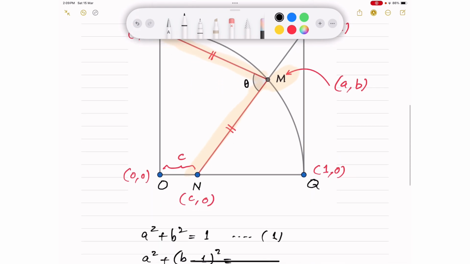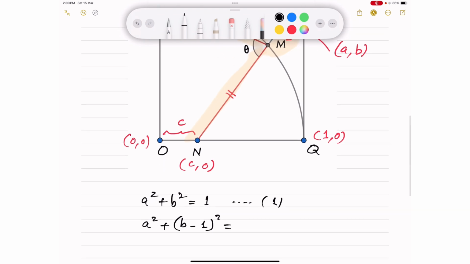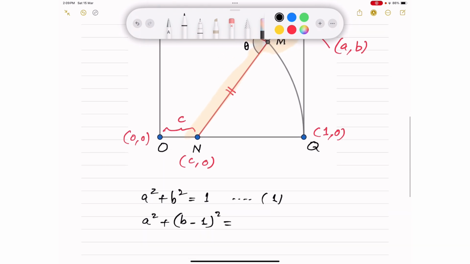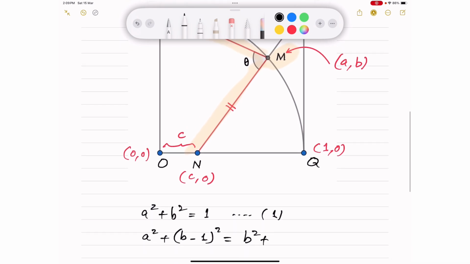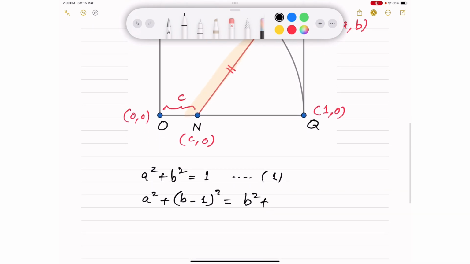Then let's find the length MN, which is simply a minus c all squared plus b minus 0 all squared. So it's going to be b squared plus a minus c all squared.